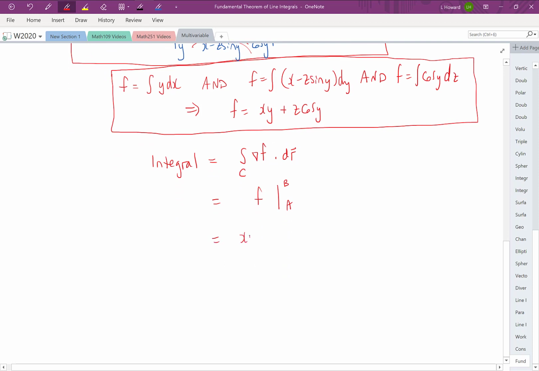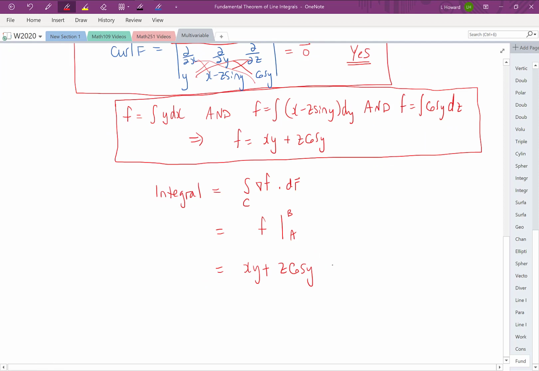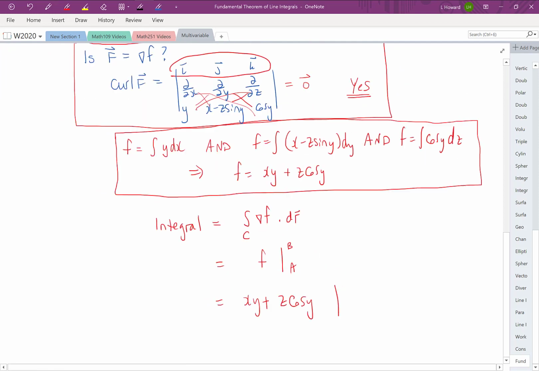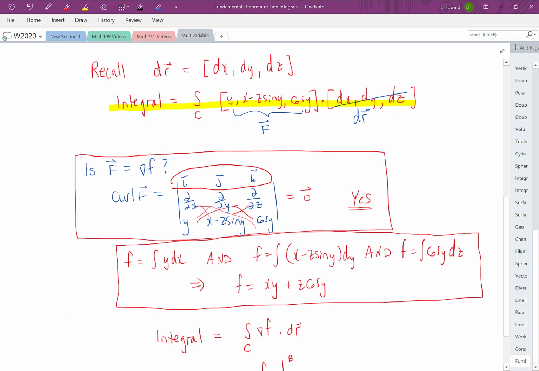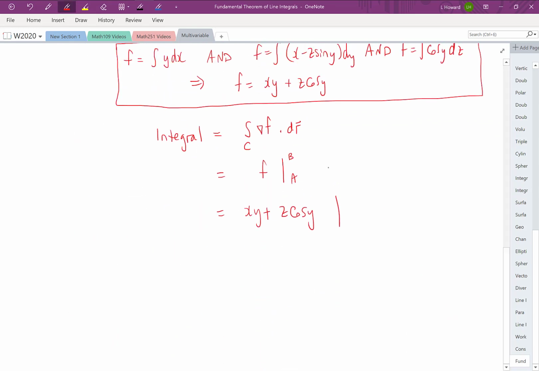All right, well, our potential function was xy plus z cos y. And we can look back at the statement of the problem just to grab our endpoints. So we were told the endpoints of C, 301 and 4 pi 5. So we'll evaluate first at 4 pi 5 and then at 301, and we'll have the value of our line integral. So plugging in, we're going to have 4 pi plus 5 cos pi, which is going to be -5. And then we'll subtract off the value at 301. So that's going to look like 0 plus second term is going to be 1 times cos of 0. So that's just 1. So in other words, final answer, the value for our integral, 4 pi minus 6.